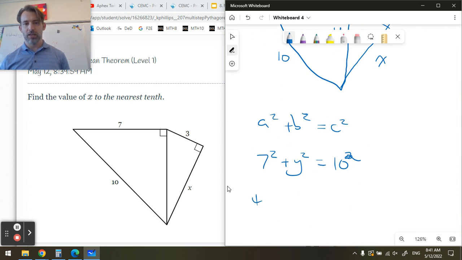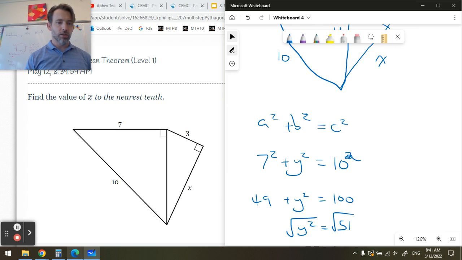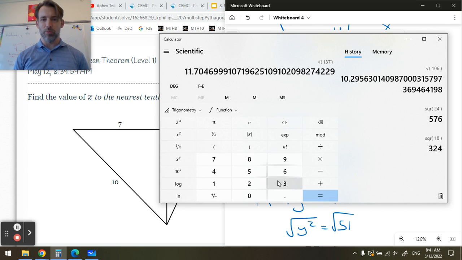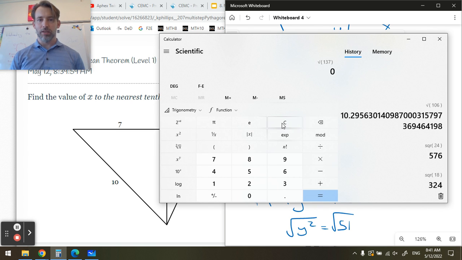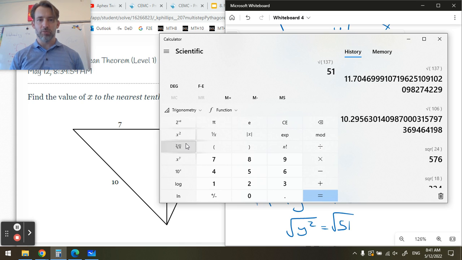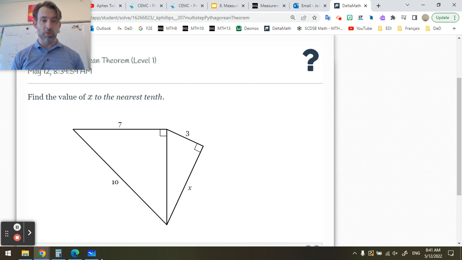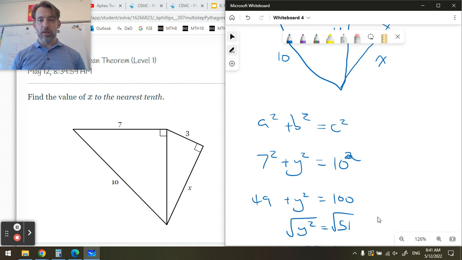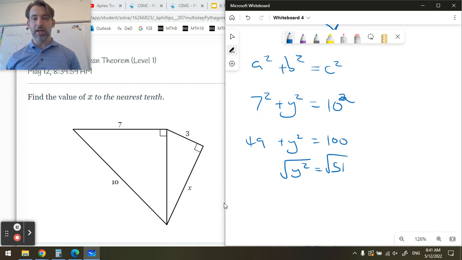49 plus y squared equals 100. Y squared equals 51. So y equals the square root of 51. Square root of 51 is going to be 7.1, if that. There. 51, but I take the square root. 7.14. Oh, it's actually solidly 7.1. Okay, so y is 7.1.